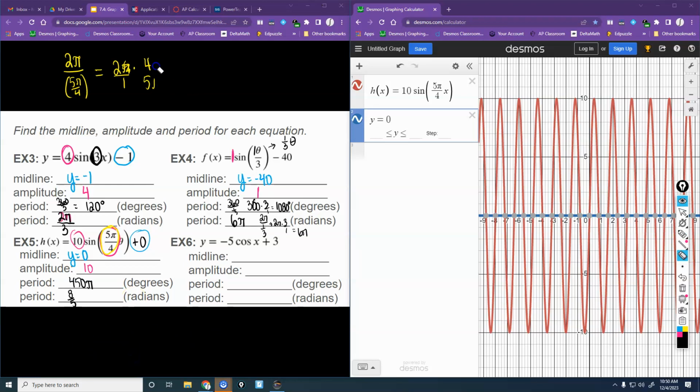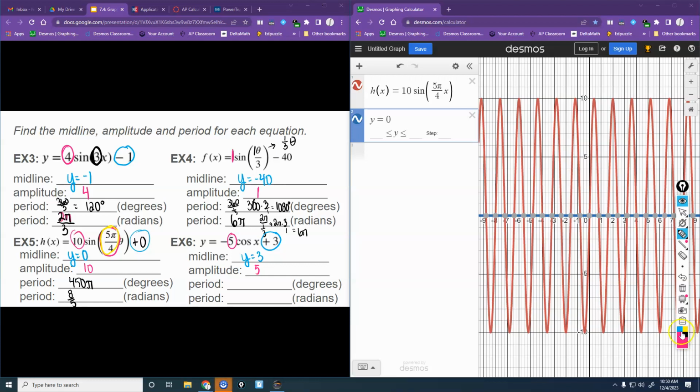Good. We'll have y equals 3 for that. Correct. Wonderful. So midline is y equals 3. Amplitude is positive 5 because amplitude is always positive. That negative is going to flip the graph upside down. It does not mean the amplitude is negative.